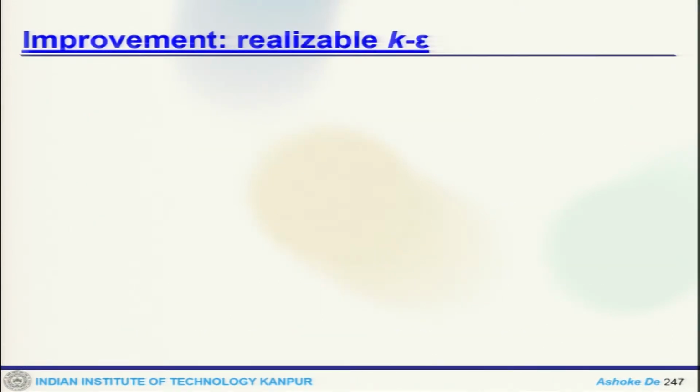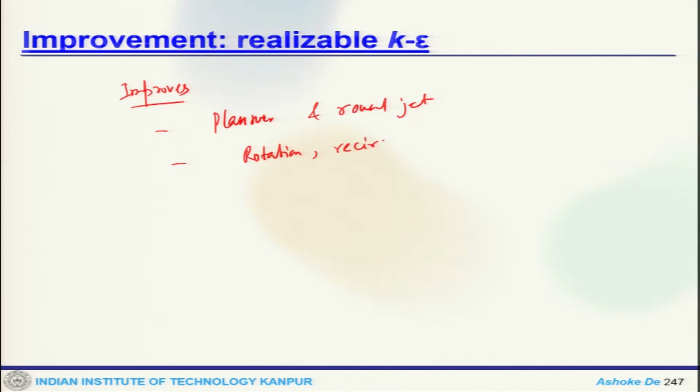Now there is another group, the realizable K epsilon, which is an improvement. It improves performance for flows such as planar and round jets, rotation and recirculation.